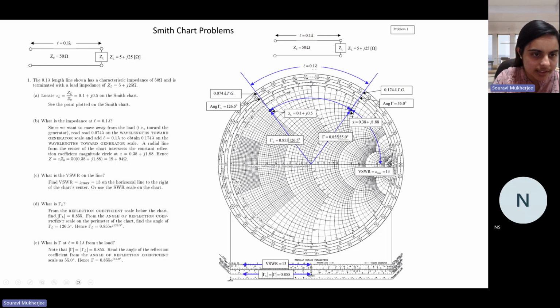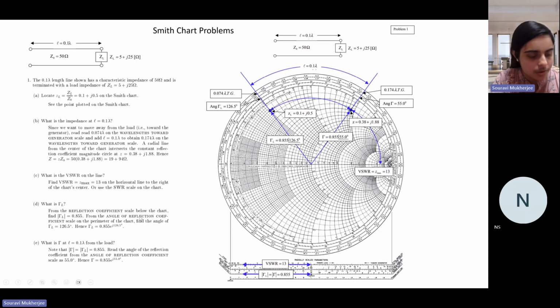Now, here it says, what is the reflection coefficient, basically the magnitude of the reflection coefficient, right? So what you have to basically find is the length of this quantity. In this case, you have scales defined on the Smith chart. So what you can do is measure this distance by some scale or a protractor, and then match it with the length that it covers on the scale, right? And that gives you the magnitude of your reflection coefficient.